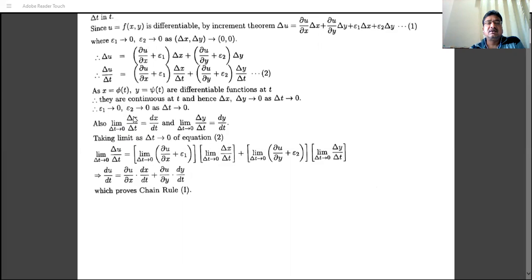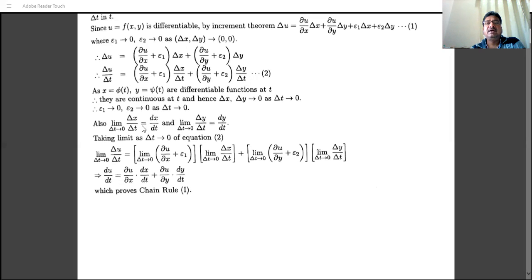This is the Leibniz definition of derivative: the limit as delta t tends to 0 of delta x by delta t is dx by dt. The change in x divided by the change in t as delta t tends to 0 is dx by dt, and as delta t tends to 0, delta y by delta t is dy by dt. So this is by using the Leibniz definition of derivative.